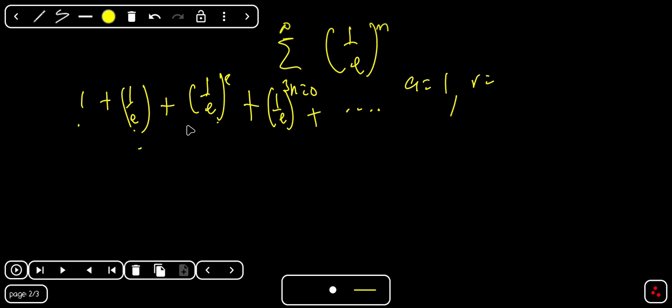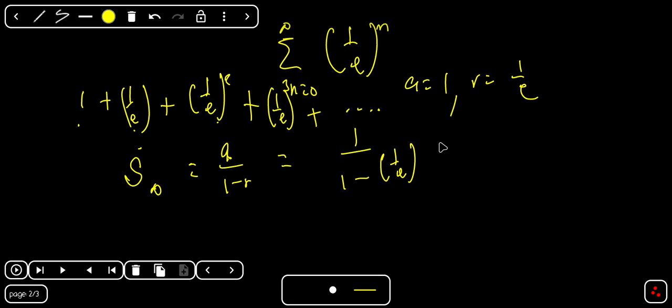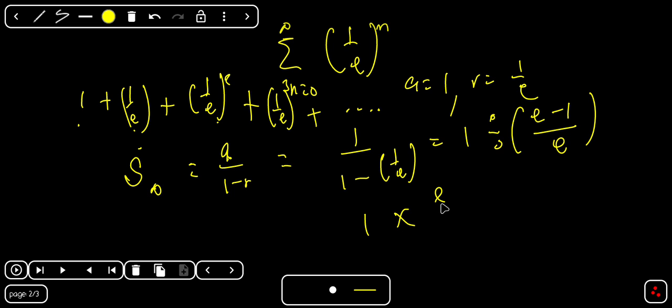If we do that, we have a common ratio which is 1 over e, and we can see that 1 over e is less than 1, so we can apply the formula for calculating the sum of a geometric series. We know that the sum of a geometric series is equal to a over 1 minus r. This is when r is less than 1. So a is 1, over 1 minus the common ratio, which is 1 over e. So this is 1 divided by, the LCM in the denominator right here is e, so we have e minus 1. So we have 1 multiplied by e over e minus 1, which is equal to e over e minus 1.